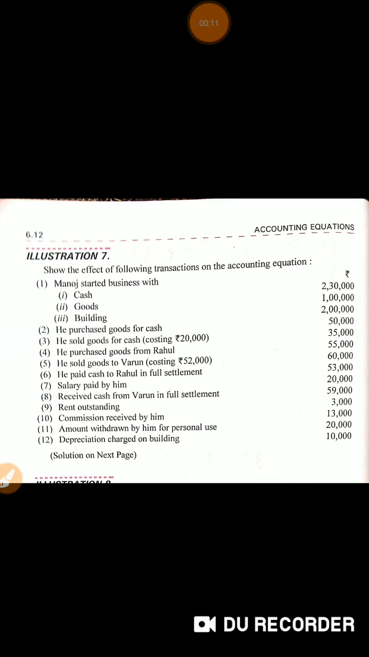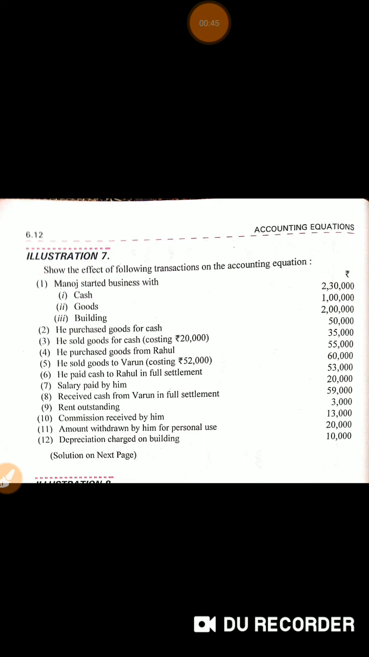Children, we have been discussing the accounting equation. Yesterday I started this chapter and taught you what the accounting equation is. To recapitulate, the accounting equation is total assets equal total liabilities, or in terms of outside liabilities and capital, assets equal liabilities plus capital.